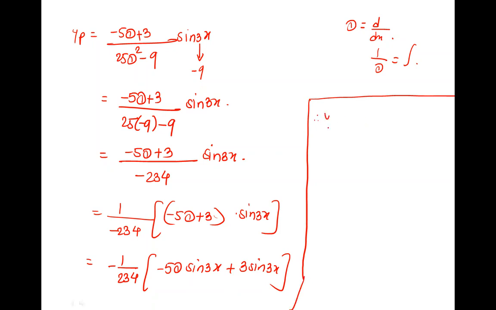So therefore, yp is this as it is, minus 1 upon 2, 3, 4. Then minus 5 as it is. And what is the derivative of sine? D is nothing but derivative. Tell me the derivative of sine 3x. Come on. What is the derivative of sine? Cos. Yes. Cos 3x into 3. Derivative of 3x is 3. Plus this term as it is, 3 sine 3x.